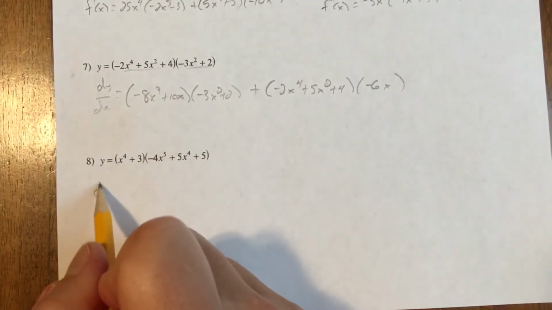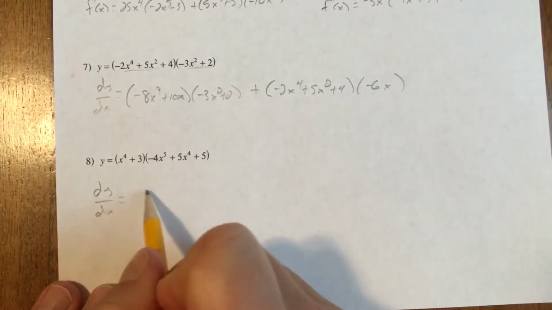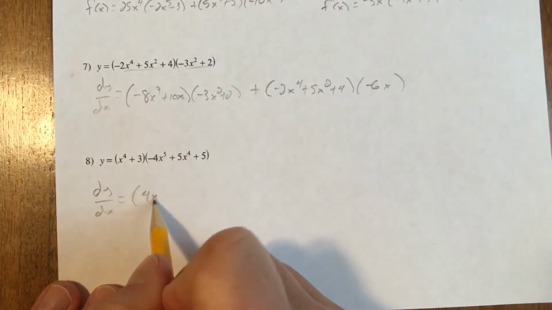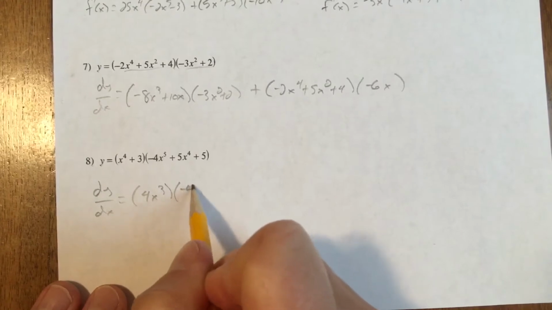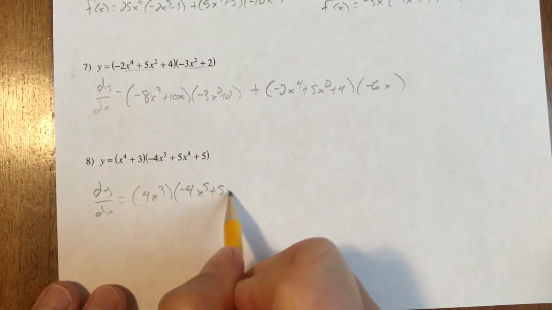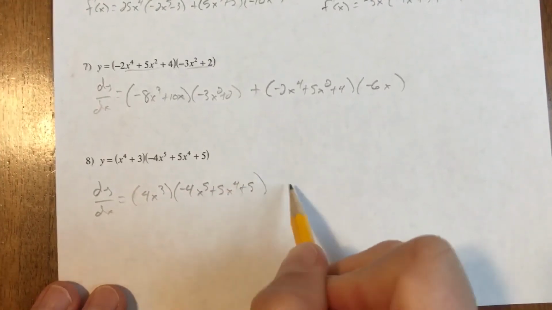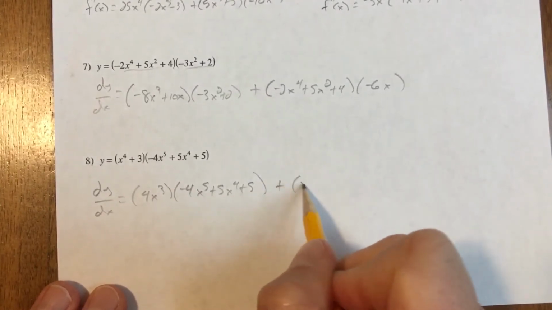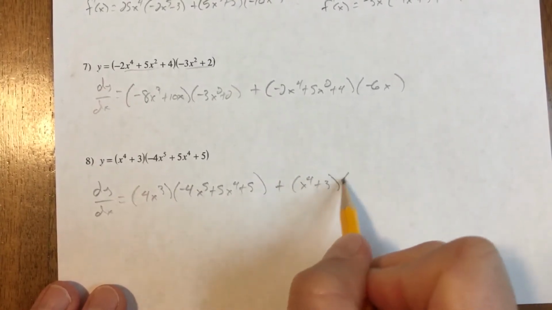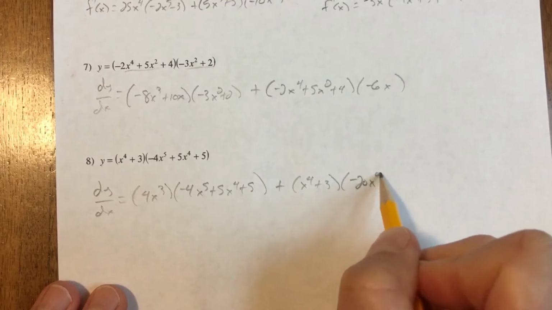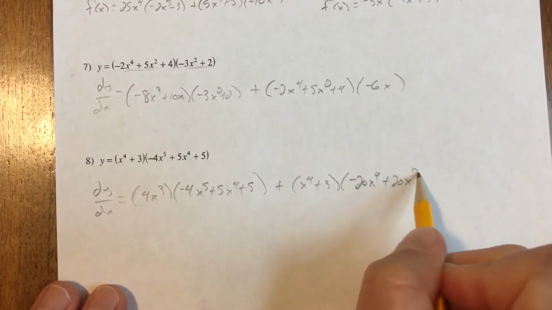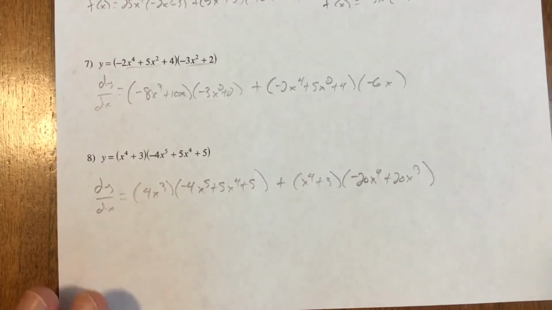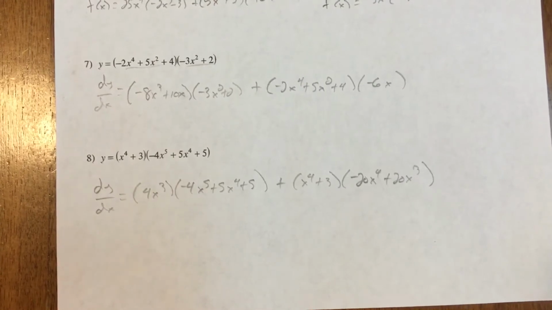And then this one here, the last one on this front page, take the derivative of the first, 4x cubed, times this one as is, and then plus, now leave this one alone, times negative 20x to the fourth plus 20x to the third. Again, you can multiply this all out, combine like terms, do all that algebra if you'd like, but this is your derivative. All of these are good derivatives for those.